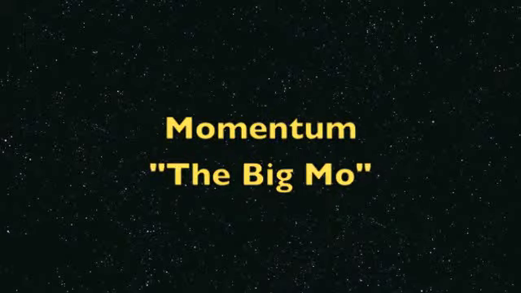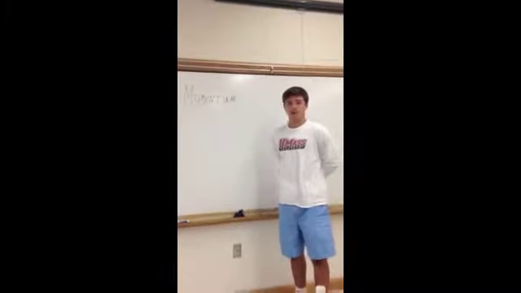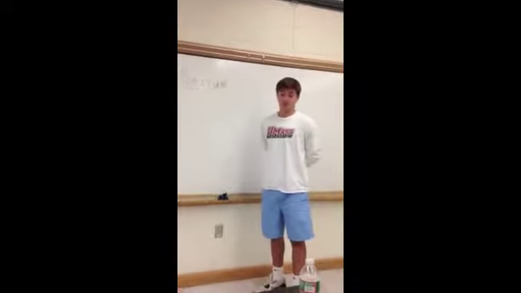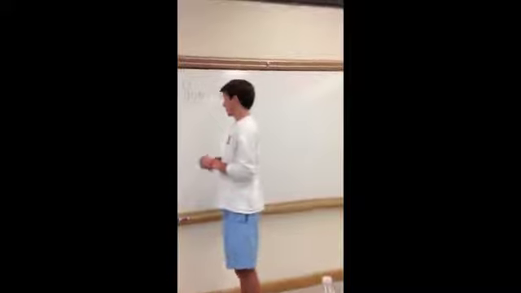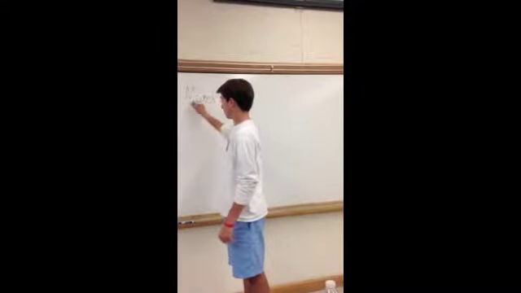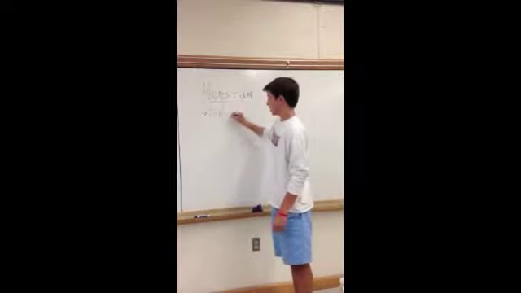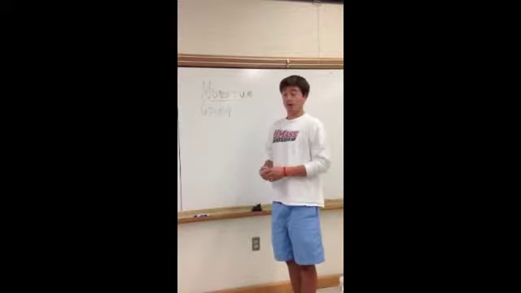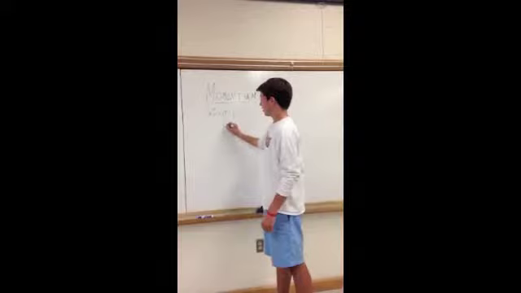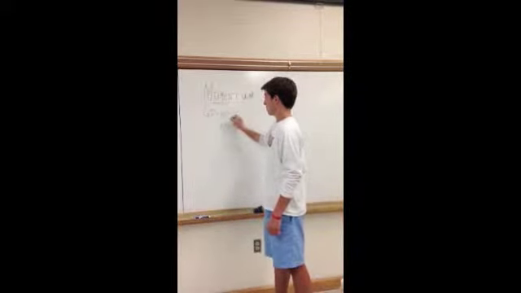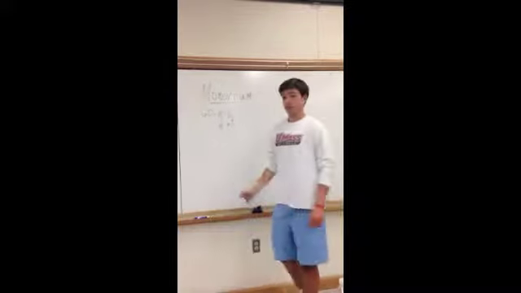Let's get into physics. Good morning. Today we're going to be talking about momentum. Momentum is inertia in motion. The equation for momentum is P, which stands for momentum, equals mass times velocity. Therefore, it seems intuitive that the units are going to be kilogram times meter per second. Kilogram for mass, meter per second for velocity.